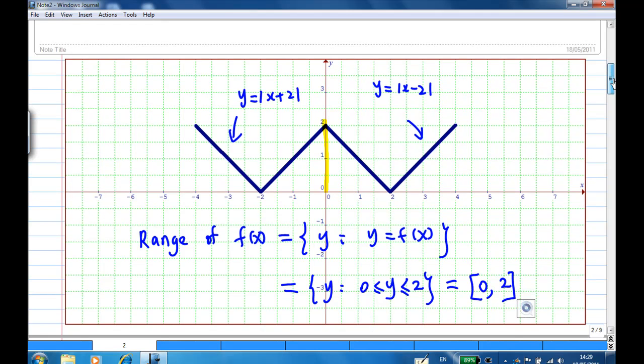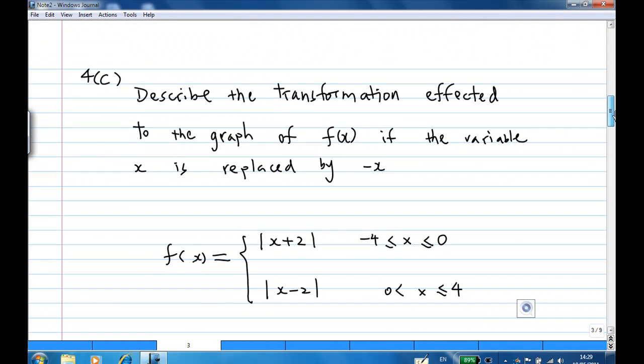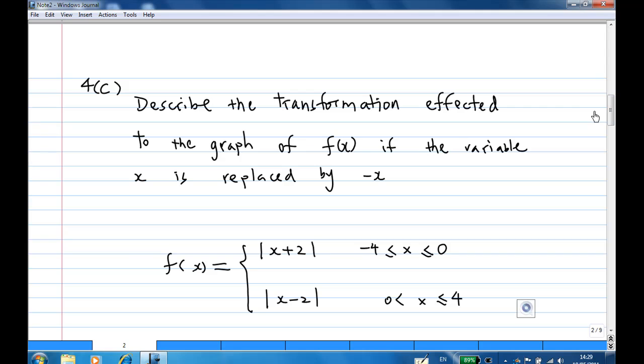Next, we are going to look at the transformation if I change a variable x to minus x. How does the graph change? What does the change look like? So this is our original function f of x equal to absolute value of x plus 2 for x between minus 4 and 0, and it's equal to absolute value of x minus 2 for x between 0 and 4.